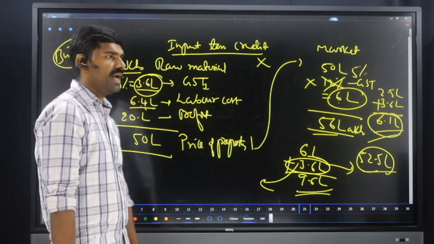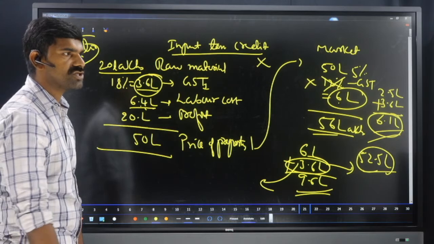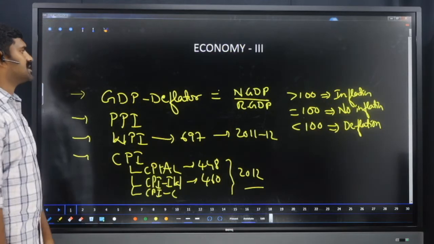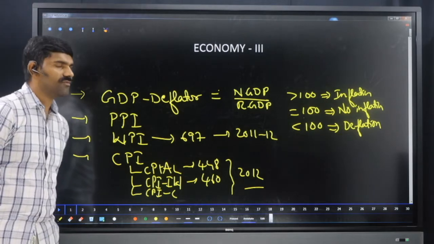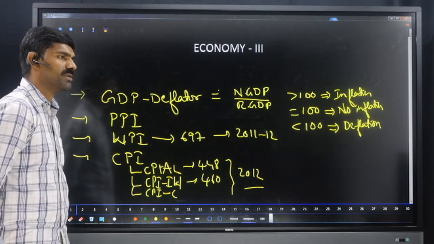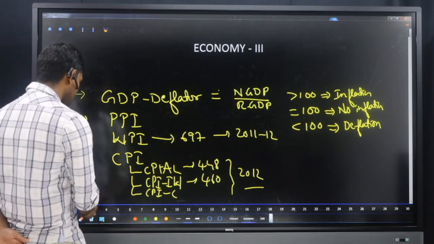Clear? Okay, I'll just revise what we discussed, since someone said there was some network issue in between. So if you have missed out, you can recap that. Today's discussion, we started with inflation. We said that there are indicators of inflation: GDP deflator, producer price index, wholesale price index, then consumer price index.